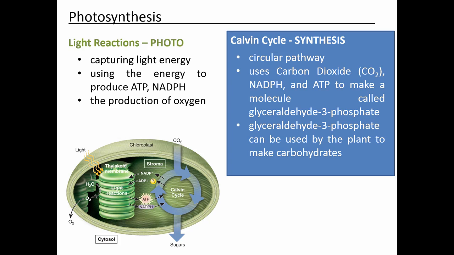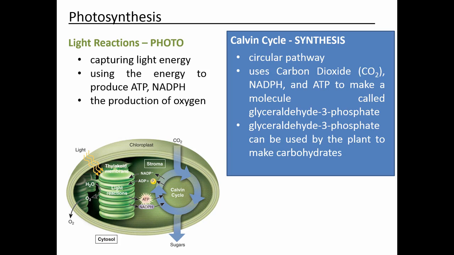Okay, so the first thing we'll see about the Calvin cycle is that it's a circular pathway. That's the reason it's called a cycle. In terms of the Calvin cycle being the synthesis part of photosynthesis, this is where you're going to actually synthesize an organic molecule, which again is a carbon-containing molecule. And the source of carbon is going to be carbon dioxide that the plant takes up from the environment.